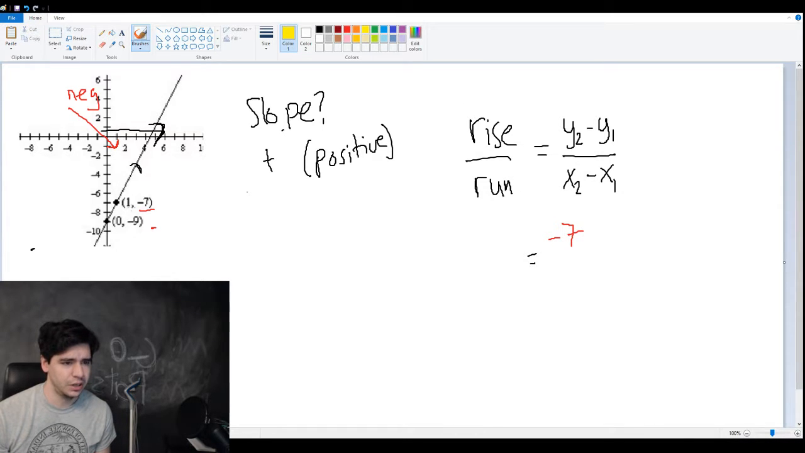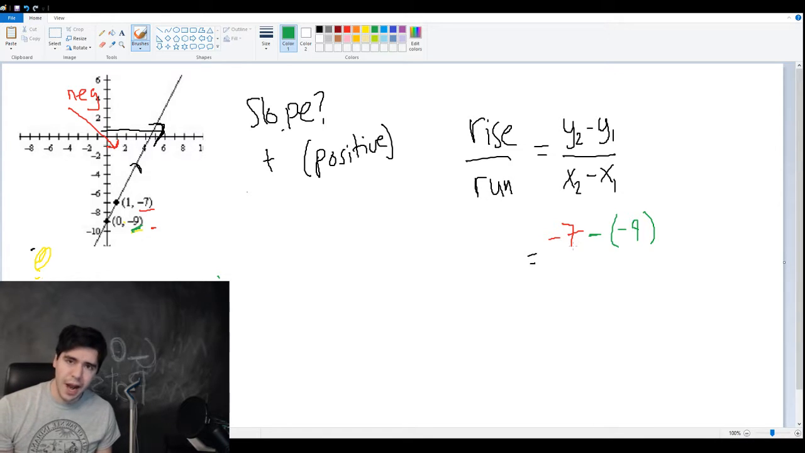Yellow is going to be my y1, my lefter point. Whenever you see me just drawing randomly, that means I lost my mouse. So minus 9. Now, let us simplify this before we move on. If I'm going to subtract the negative thing, that is the same as adding.